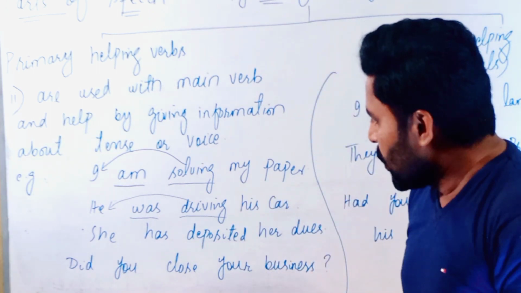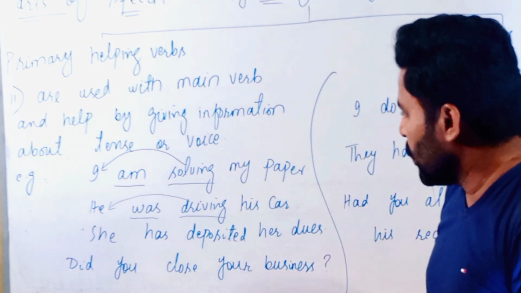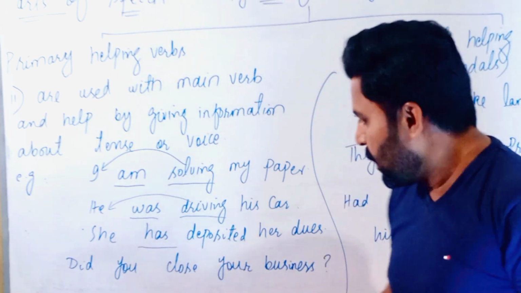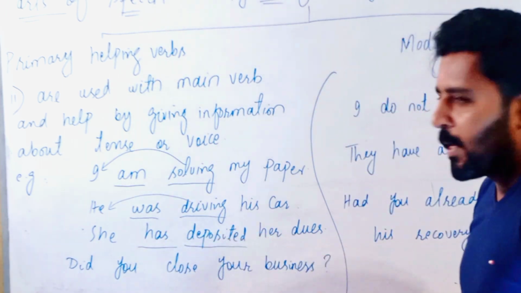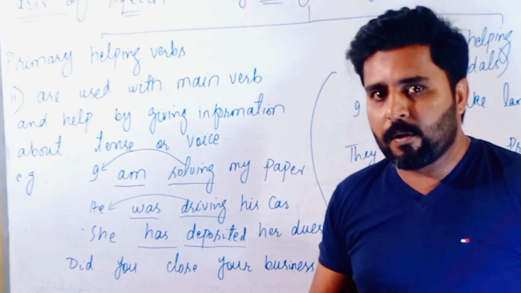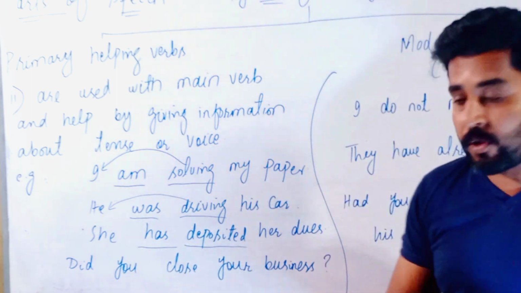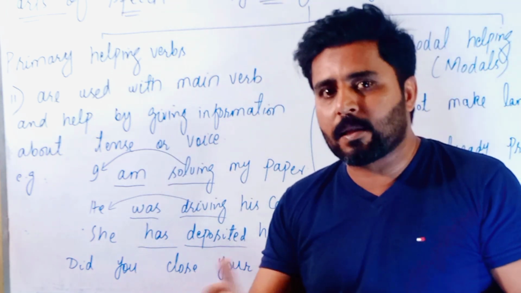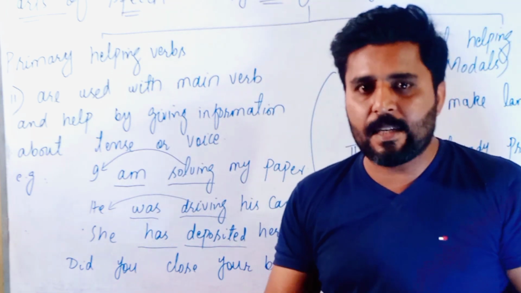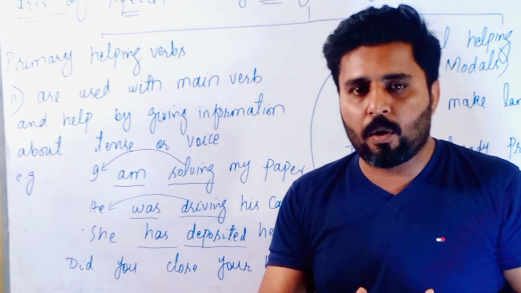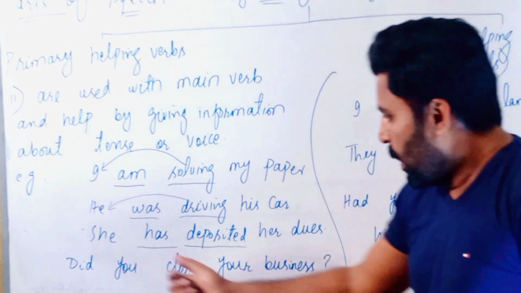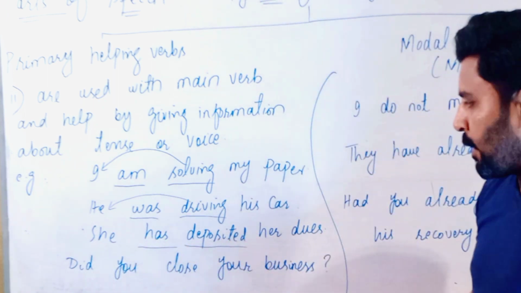In the third example, she has deposited her dues. Here we have used primary helping verb has along with past participle or third form of the verb deposit. So this is the regular verb, a verb having same second or third form. We mostly use ed at the end of the first form to make it a regular form of verbs or regular verbs. She has deposited her dues.